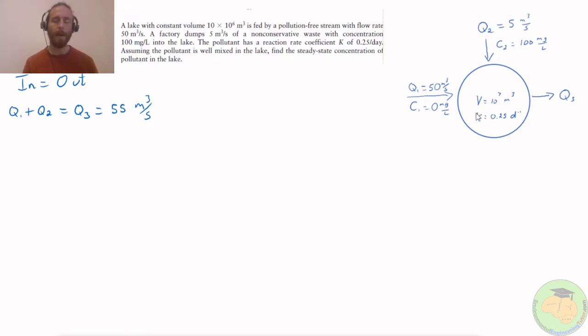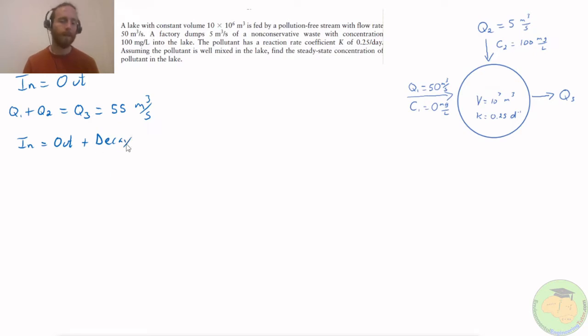Now we want to do a mass balance on the pollutant itself. So this pollutant is something that degrades with time in a first order decay reaction. This could be something like BOD, biochemical oxygen demand. So we're going to do the same, but it's no longer just in equals out because we have pollutant going in, pollutant going out, but we also have pollutant decaying in the system. So we need to account for that. So we're going to do in equals out plus decay.